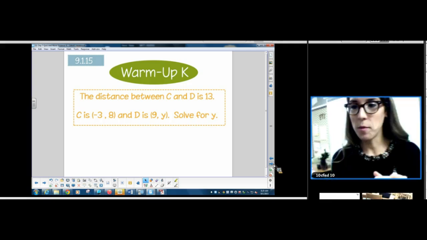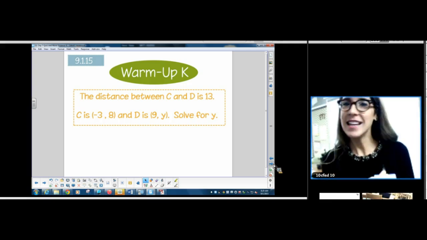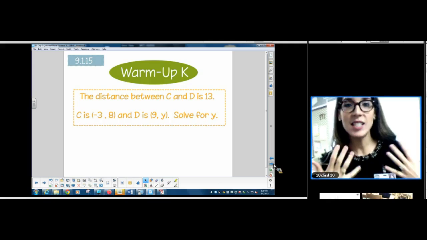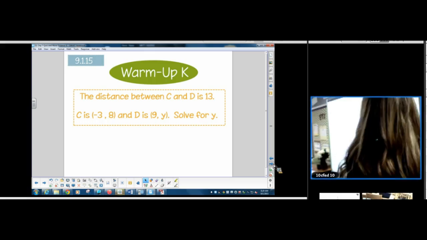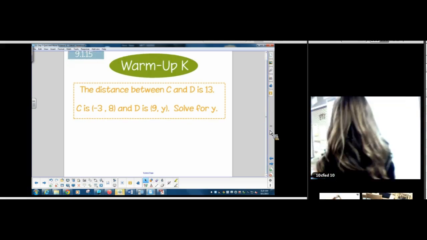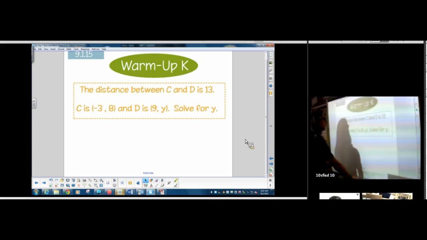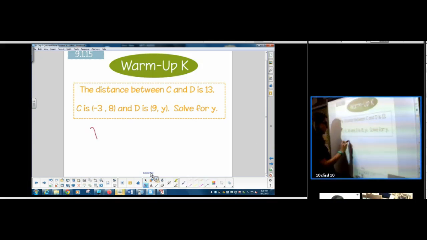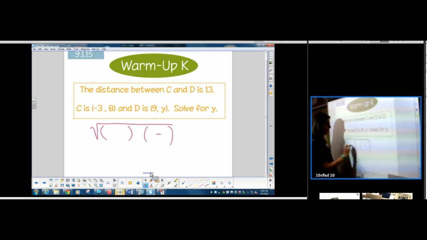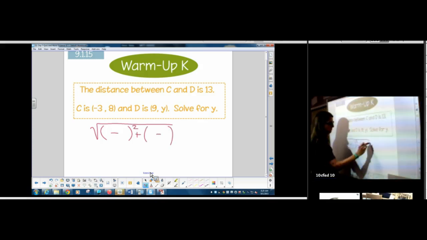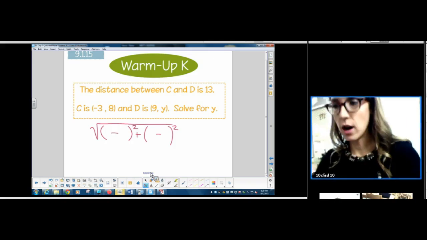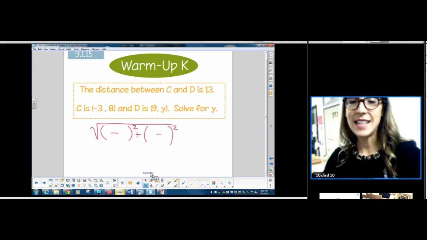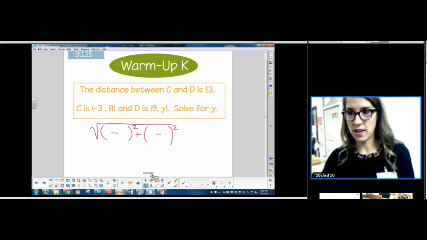Now, this warm-up, notice how it says warm-up K. We didn't give this warm-up to L because this is a deeper warm-up. This one takes a few more steps. So let's talk about how we might do this. I told you yesterday that when you are doing the distance formula, to always start with a template. This was at the very end of class, right before the bell rang. We're going to start with a template, and that's an empty distance formula with nothing filled in.